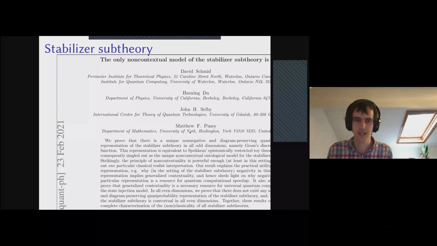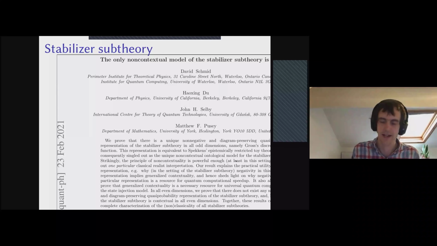it's not too much more work to then, for the particular case of the stabilizer subtheory, pin it down to a unique non-contextual model, which is one that's already in the literature. It was defined by Gross for odd dimensional systems. And in even dimensional systems, we show that you get so many constraints that there's no non-contextual model at all, which was something that was already known for qubits, but we've now generalized to all even dimensions.